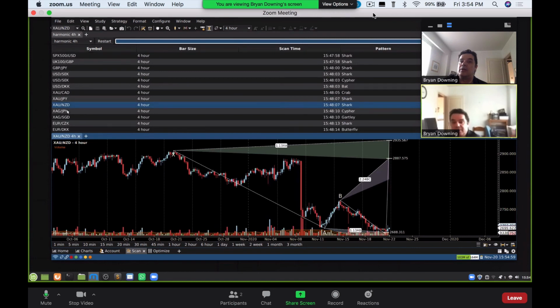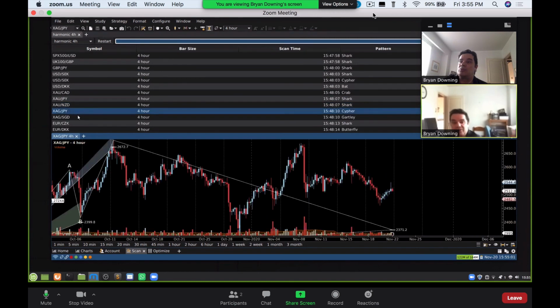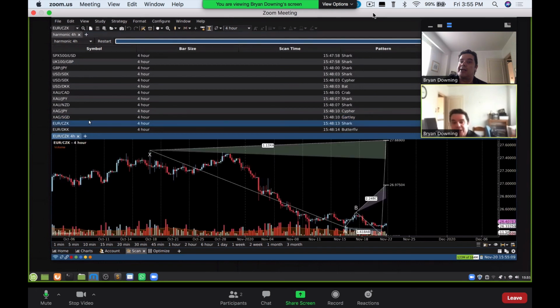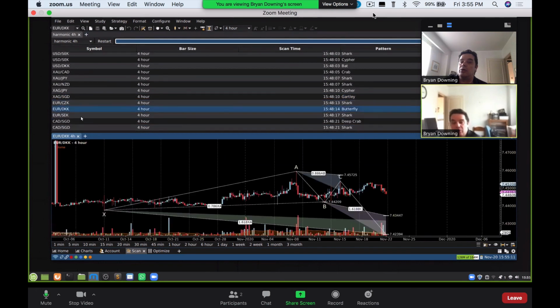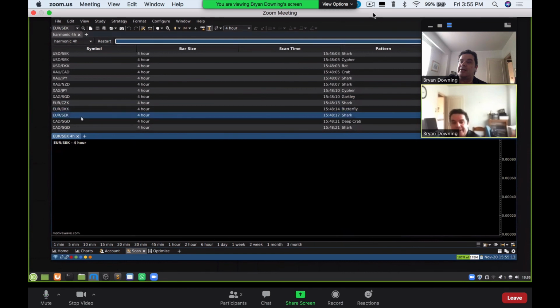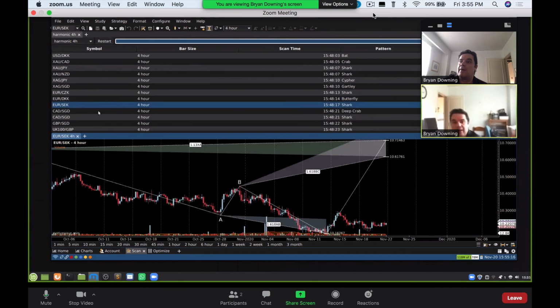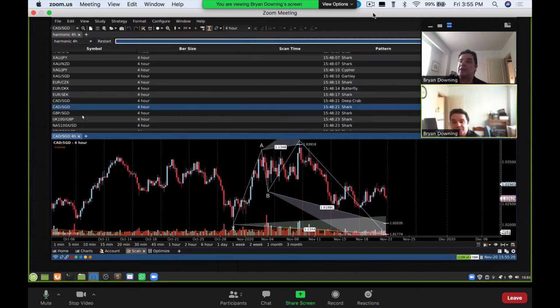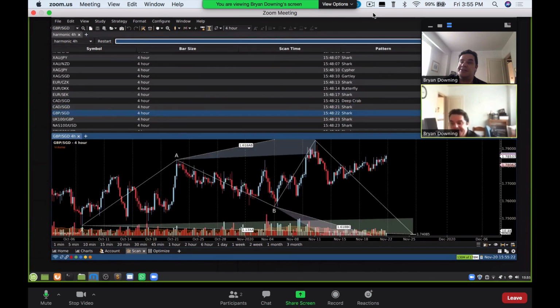New Zealand a long, and we've got some more shorts here. XAG, silver, Japan, and Singapore, all shorts. Euro Czech, a long. Euro Denmark. Euro and Swedish is a long. Canadian, Singapore, these are all shorts. Just so you know, we stop at the very good scores.